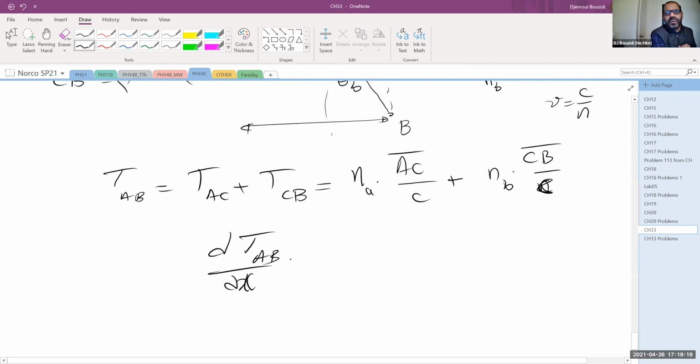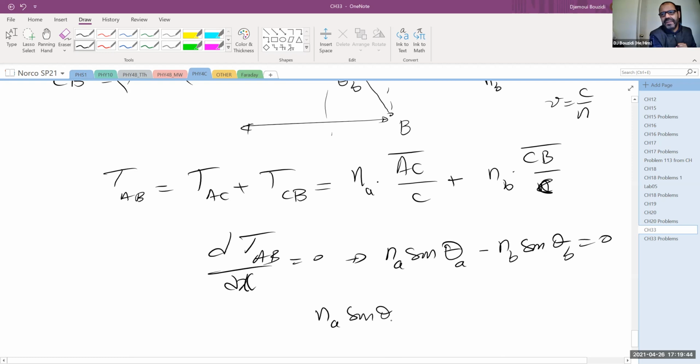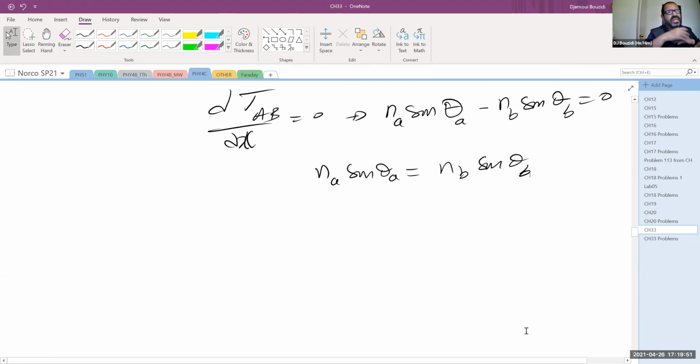So at the end, if I take the same derivative as before, namely that the derivative of this time with respect to x is equal to 0, this is going to give me a sine of theta A. So it's going to be NA sine of theta A, and this will have a minus in it. And that minus will become the same thing. So it's going to be minus NB sine of theta B, and that is equal to 0. That is the condition for the extremum, whether minimum or maximum. So that means that NA sine of theta A is equal to NB sine of theta B, in the typical problem case of 1 and n for the second medium.